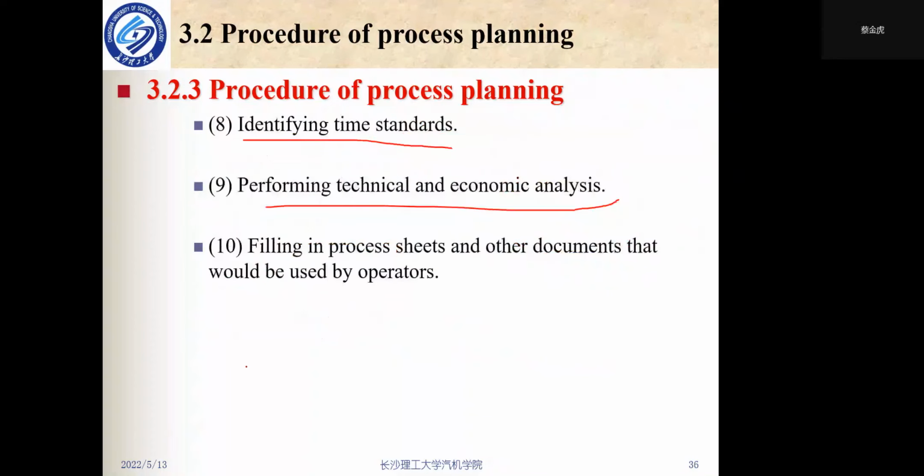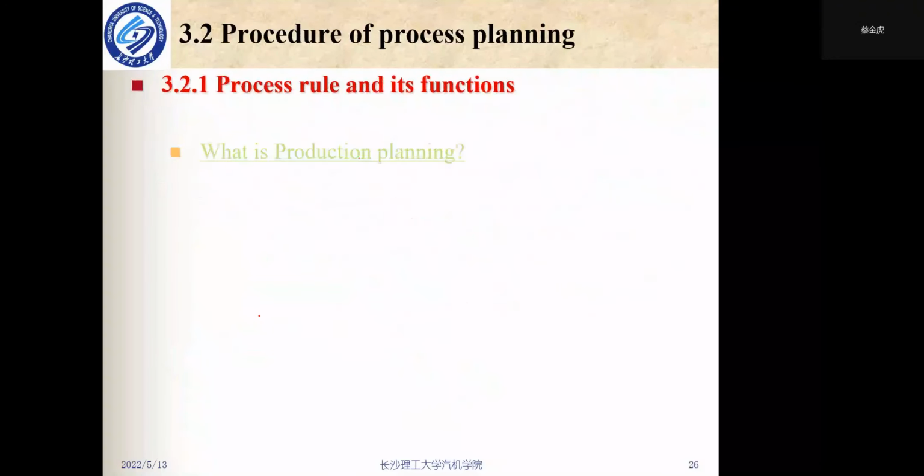The next one is identifying time standards. The ninth is performing technical and economical analysis. And the last one is filling in process sheet and other documents that would be used by operators. So it's time to have a conclusion. We have learned the definition of process rule.